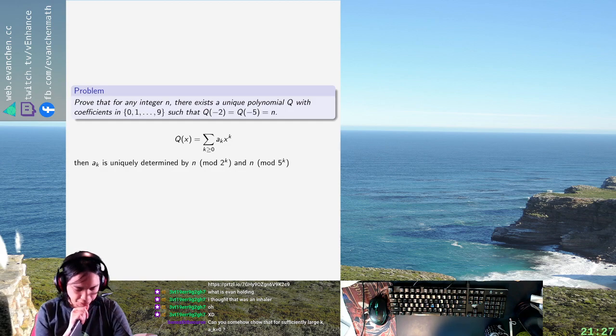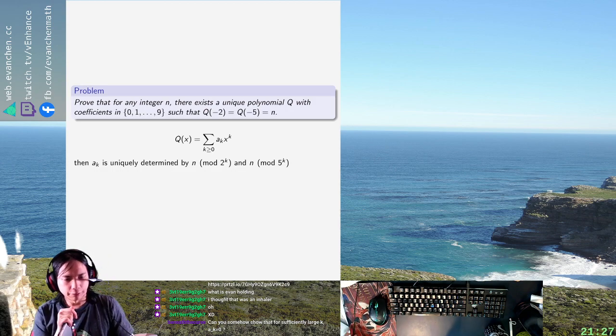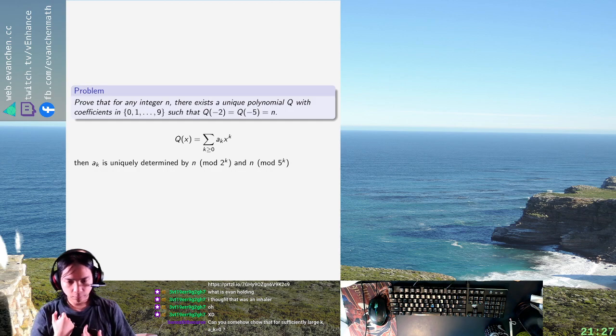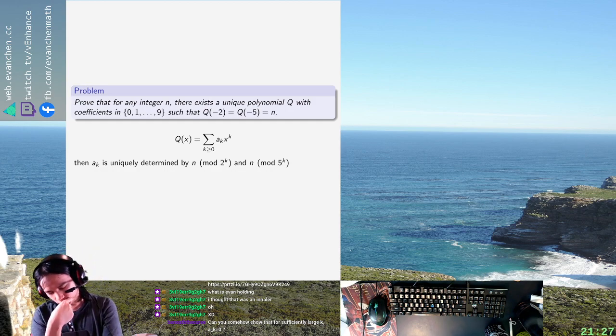Can you show for some sufficiently large k, a_k equals 0? Yeah, that's what we're trying to show. I don't know how to do it. That's the right way to think about it, though. I wonder if I can do some, like, garbage with 2-adics and 5-adics. Seems like going down the wrong path.